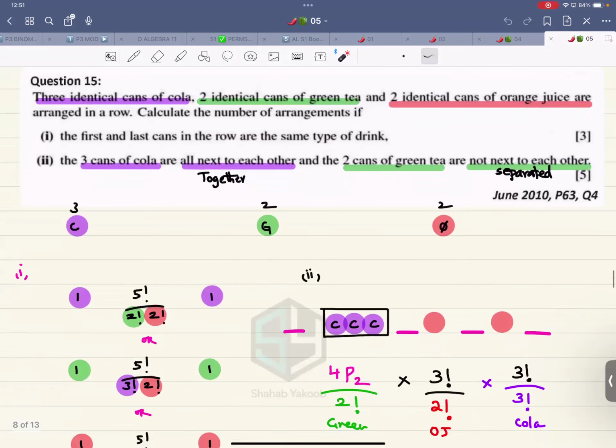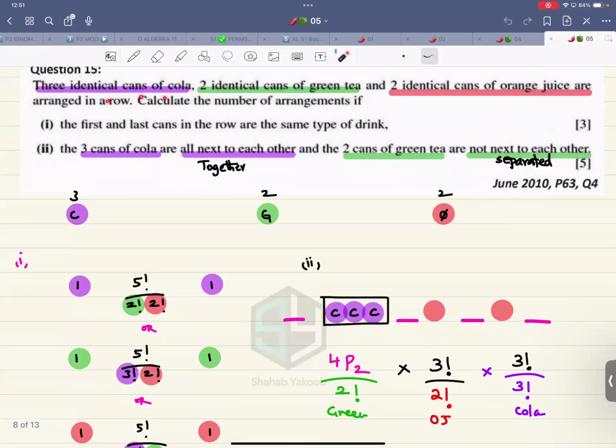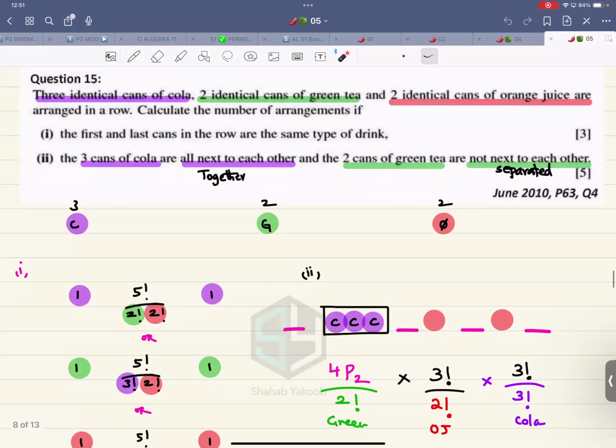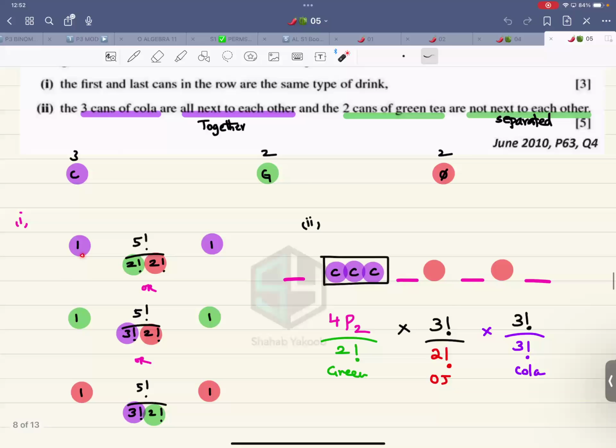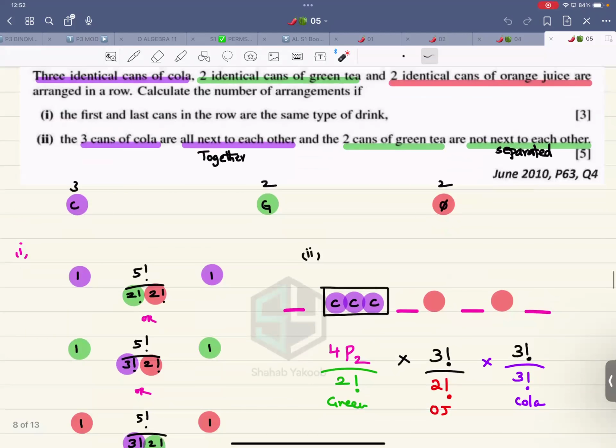Now this one, 3 identical cans of cola, 2 identical cans of green tea, 2 identical cans of OJ are arranged in a row. Calculate the number of arrangements if the first and the last in the row are of the same type of drink. So it could be cola, the green tea, and the orange. So any one of these, now this is identical. Just put any cola up front, just paste it over here. We won't write 2C1, we won't write 3C1, nothing like that.